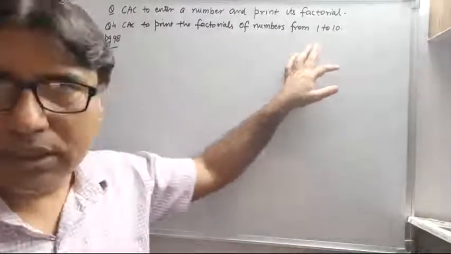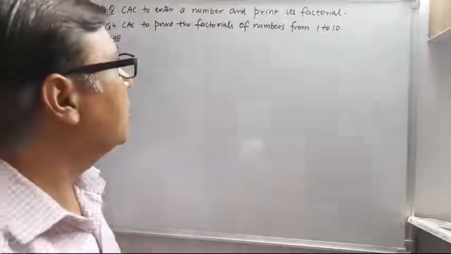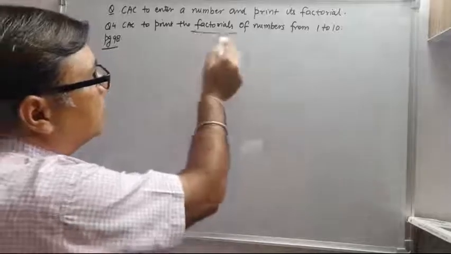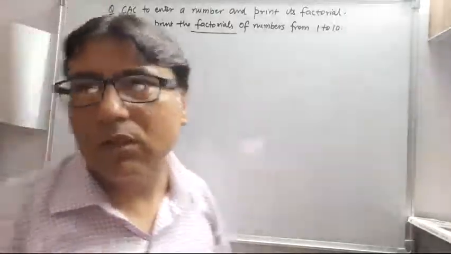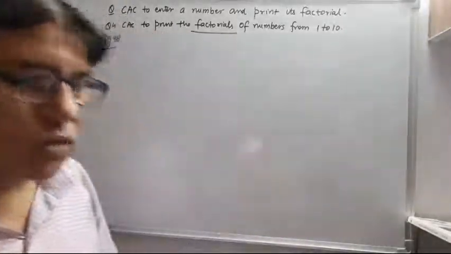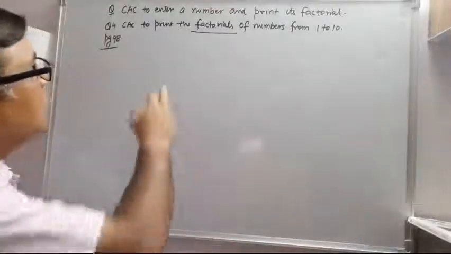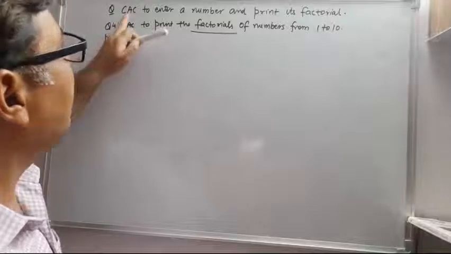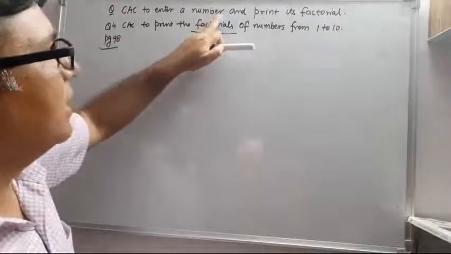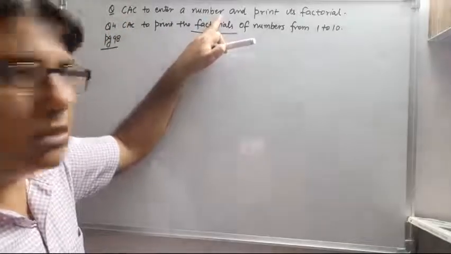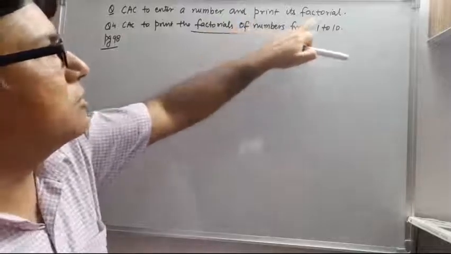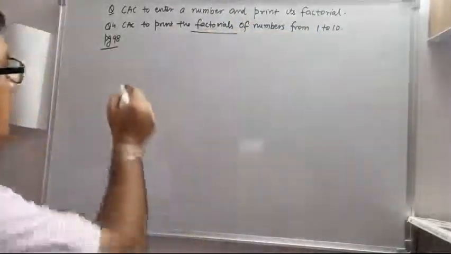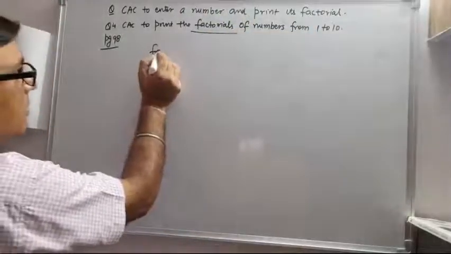Now before doing this question, first of all we should understand what is the meaning of factorial and how to find out the factorial of a number. So for that, first we do this simple program which is not given in your book: create a class to enter a number. We have to enter a number from the user and we will print its factorial. Now first of all, see what is a factorial of a number.